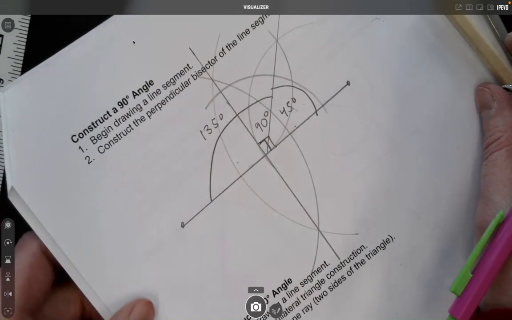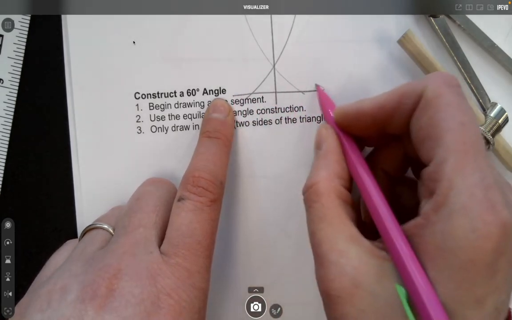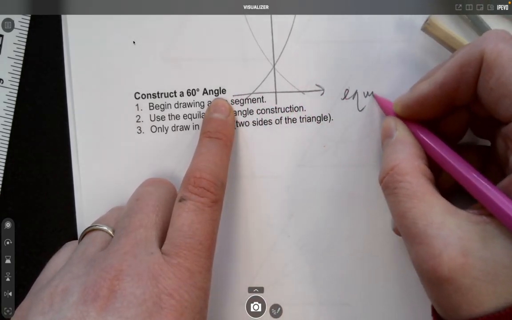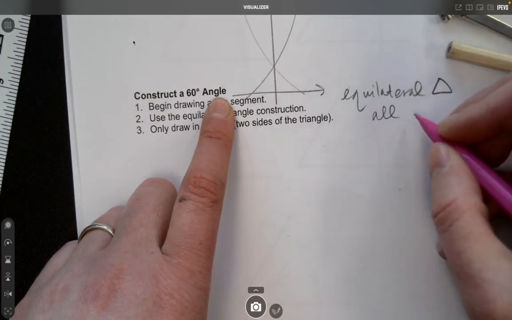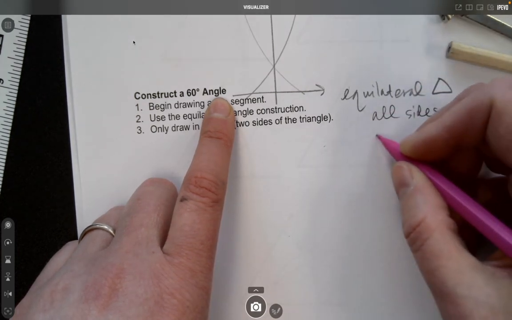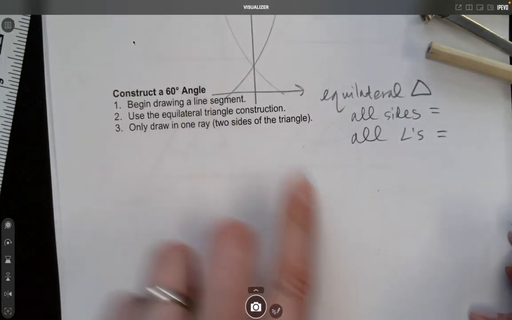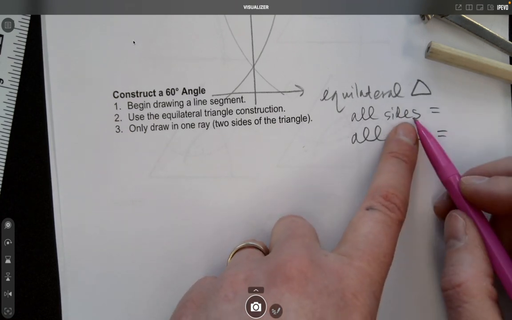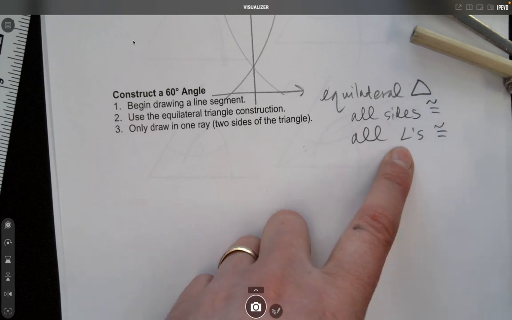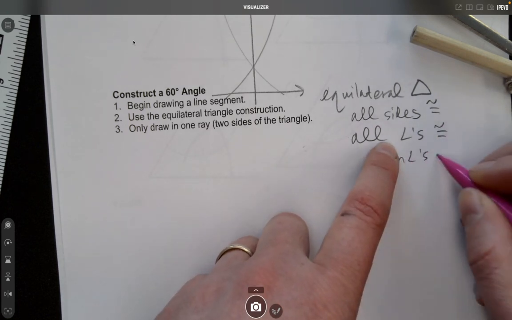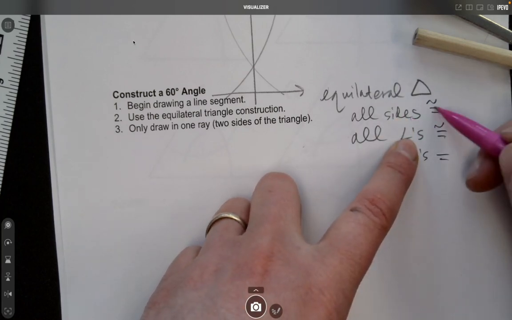So the last construction today is going to be making a 60-degree angle. So remember, in an equilateral triangle, all sides are equal and all angles are equal. And because the angles are all congruent or equal, if we're talking about the side lengths, we would say equal. I guess if we're talking about sides, we should say congruent. And if we're talking about the measure of the angles, then we say they're equal, right? The actual angles or sides themselves, we say congruent.